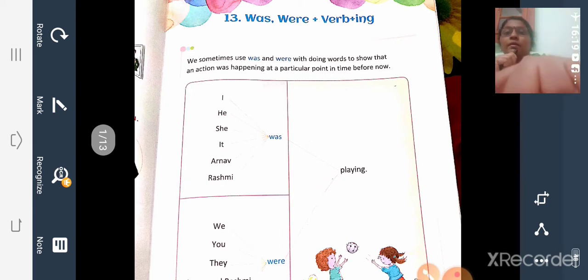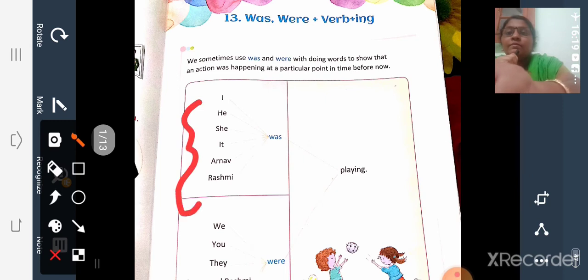Look here, some pronouns and subjects are given. With I, he, she, it, that is with singular pronouns and singular subjects like Arnav and Reshmi, we use was. I was playing, he was playing, she was playing, it was playing, Arnav was playing, Reshmi was playing.